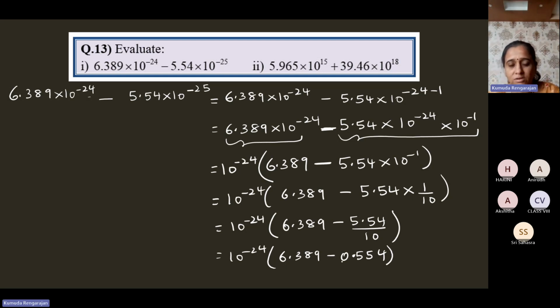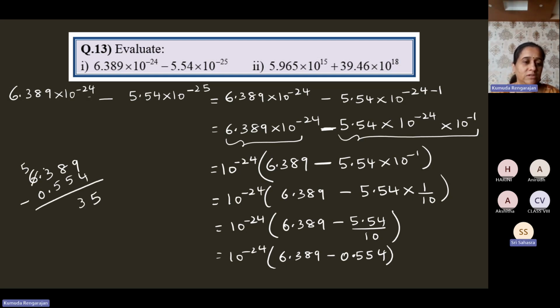Look at what you have in the bracket. 6.389 minus 0.554. Okay, subtract. So 5, 3, this becomes 5, 13, 8. Correct my subtraction? Yeah, 5. So we have, I'll take another slide.